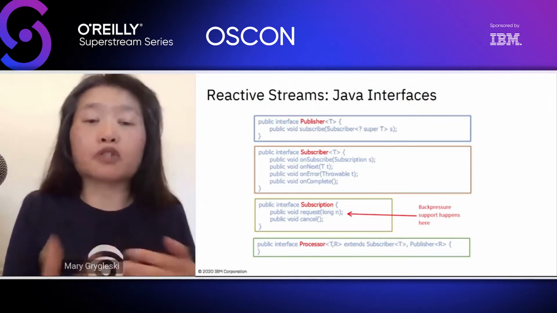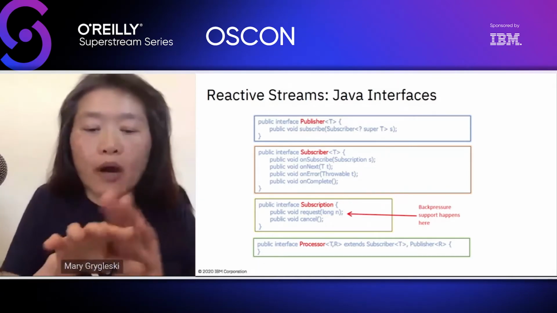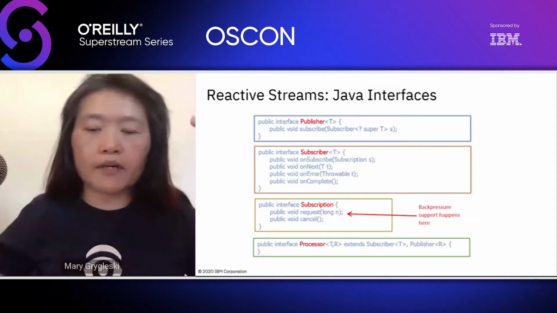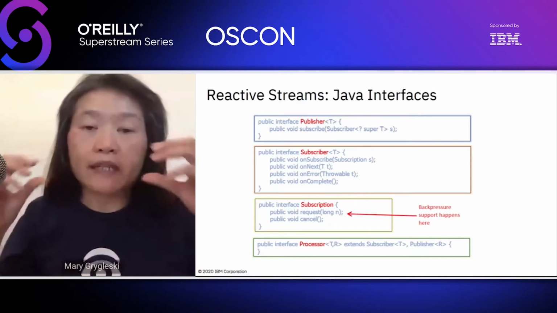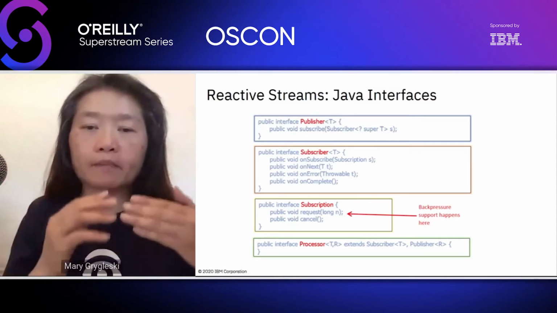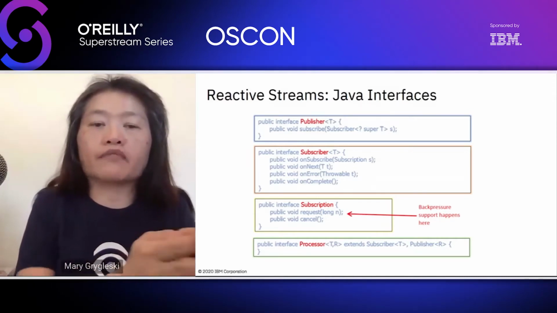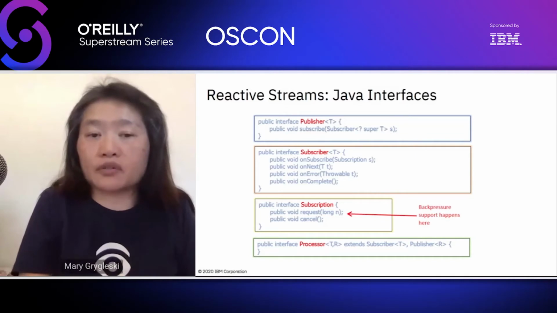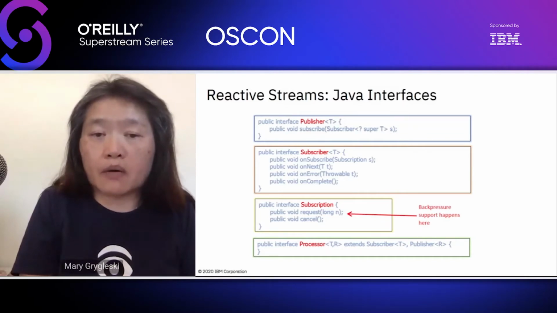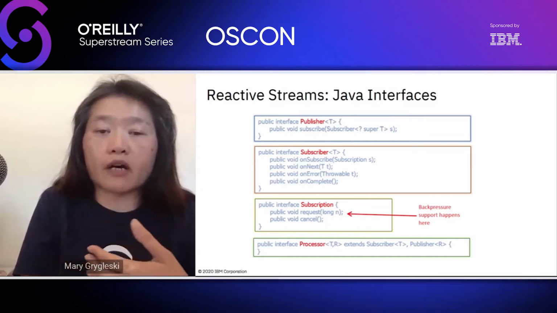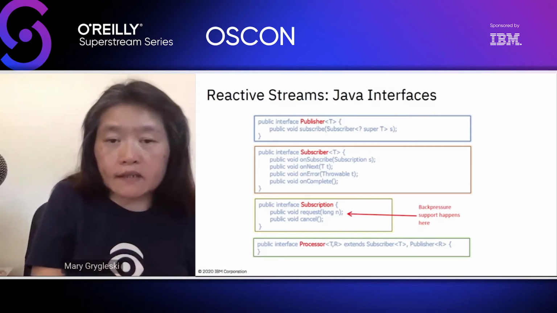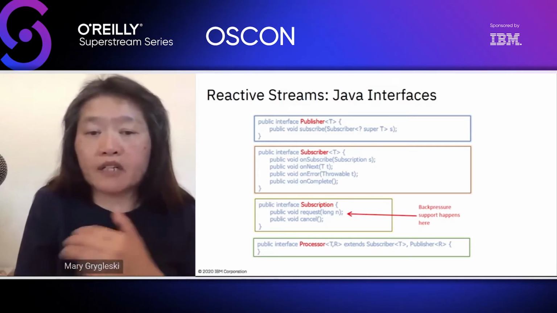Then there's also the Subscription. Essentially, Subscription is more abstract. It deals with the relationship between the subscriber and the publisher. That's where the backpressure support happens, because the subscription has the request, and you can also cancel the subscription. Then there's the Processor, which you can see extends both the Subscriber and the Publisher interfaces.